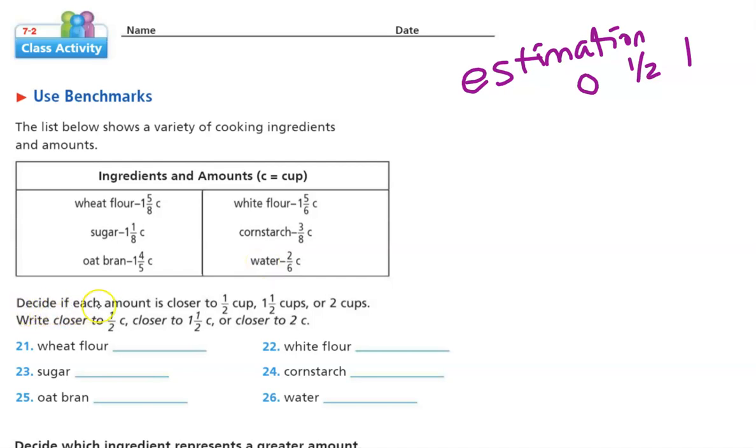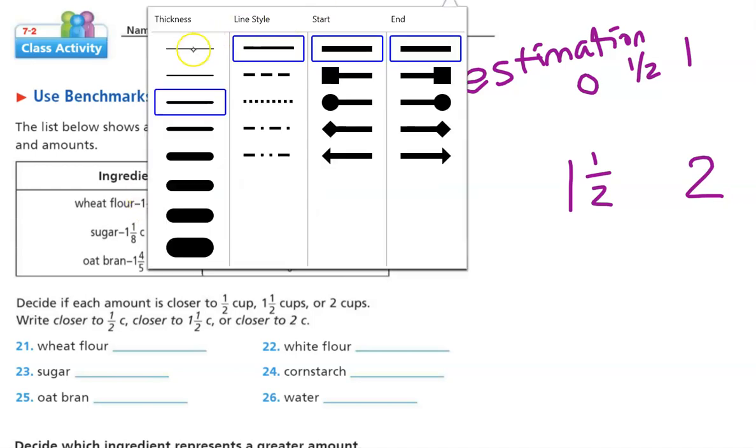So this says, decide if each amount is closer to a half a cup, 1.5 cups, or 2 cups. And then that's what we would write on this line. So we're trying to decide if it's closer to 1/2 cup, to 1.5 cups, or to 2 cups. So that's kind of what we're working with here. So let's start first with our wheat flour. We've got 1 5/8. Well, I want you to use that same trick we just talked about a little earlier.